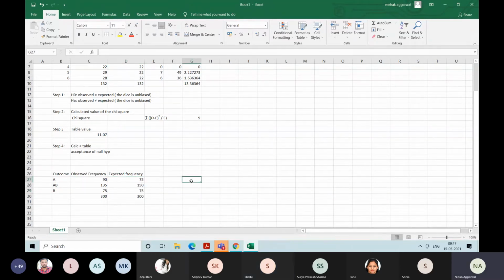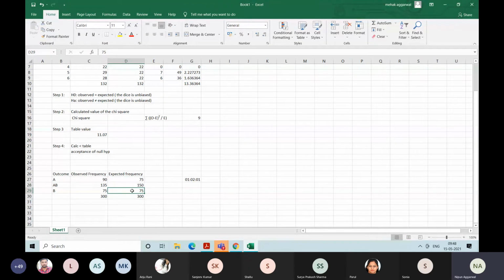Expected is, we are provided with that there is a ratio of 1:2:1. So the genetic theory gives the ratio of 1:2:1. So 1:2:1 means 1 by total, 1 plus 2, 3 plus 1, 4. So this has the ratio of 1 by 4, 2 by 4 and 1 by 4, which is 25%, 50%, 25%. So 25% of 300 is 75, 50% of 300 is 150 and 25% of 300 is again 75.